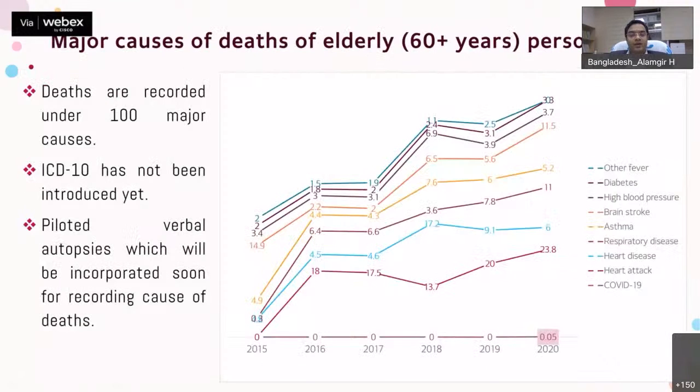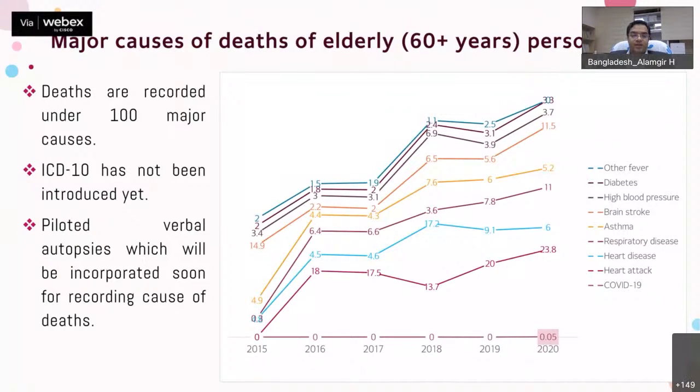Here I have tried to show a few of the major causes of death according to the SVRS system, particularly for adult deceased persons aged 60 plus. You can see that some of the causes are highly prevalent compared to COVID-19 in 2020. In 2020, we identified that the death rate per thousand was 0.05. Though we are collecting about 100 major causes of death, and currently we are not following ICD-10 for classification of death, we identified that COVID-19 death is lower than the other causes of death, particularly different non-communicable diseases.